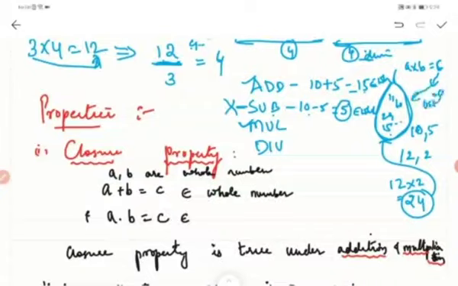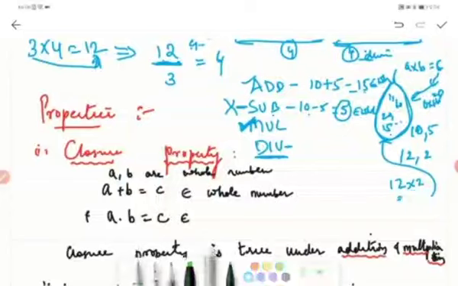Even the 0 belongs to your whole numbers, isn't it? So we can say that closure property is true under multiplication. Now what do you think will happen in division? Yes, division operation, what do you think? Is it true or false?